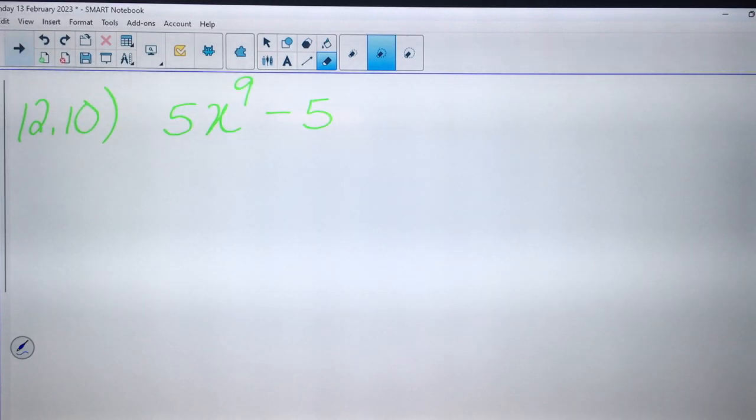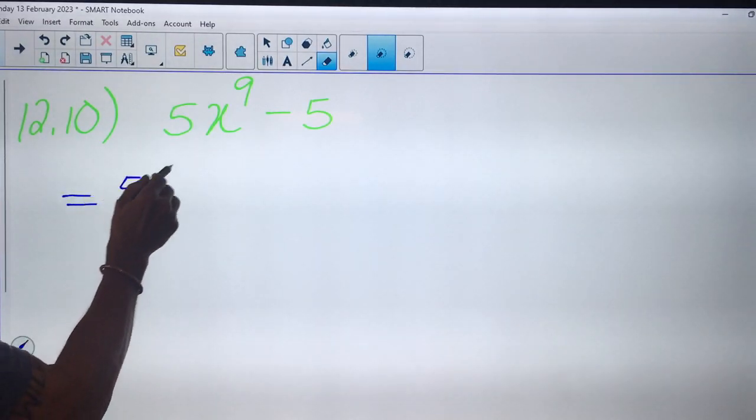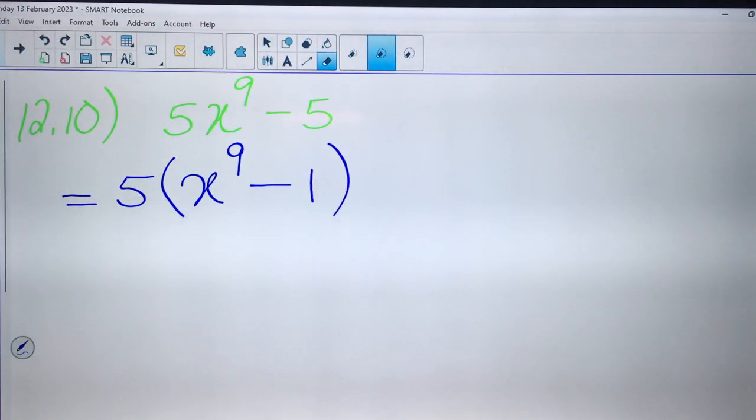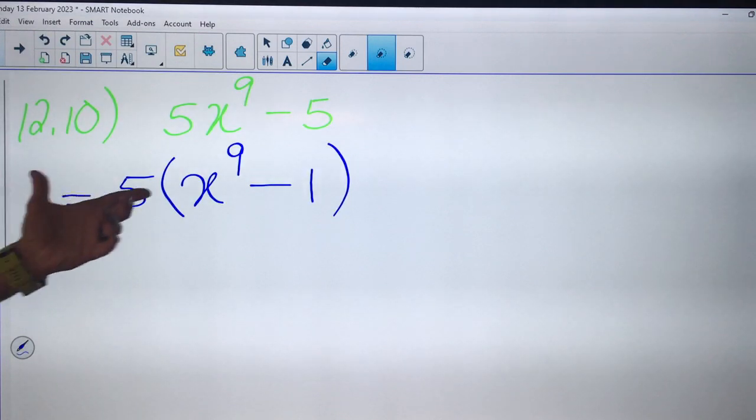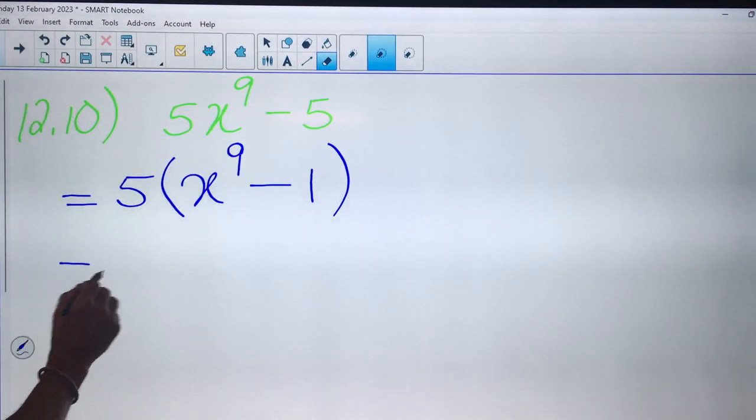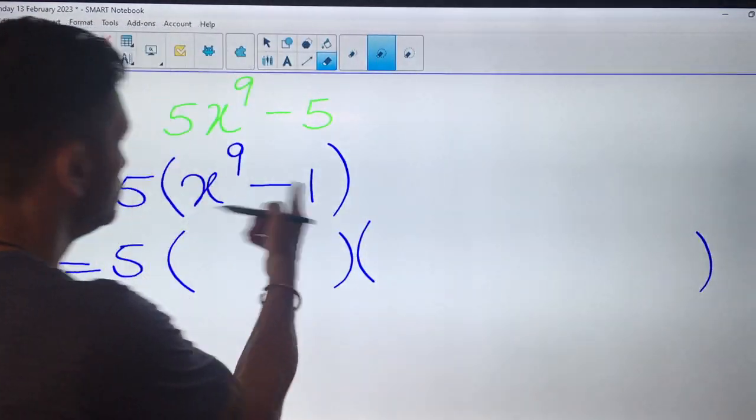Okay, before we do this one, let's go with this one first. This is 12.10 on your page. What is the first thing we have to check when we do factorization? The powers. No. Okay, well, rearrange from highest to lowest, I agree, but before that, highest common factor. What is the highest common factor between the two terms? 5. So I remove 5 as a common factor. That goes to the front, x to the power of 9 minus 1. If I remove 5 as a common factor out of two terms, I still have two terms inside the bracket. This 5 is going to stay here. But that's a difference of 2 cubes now.